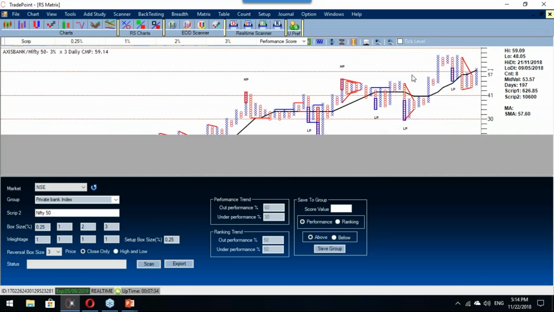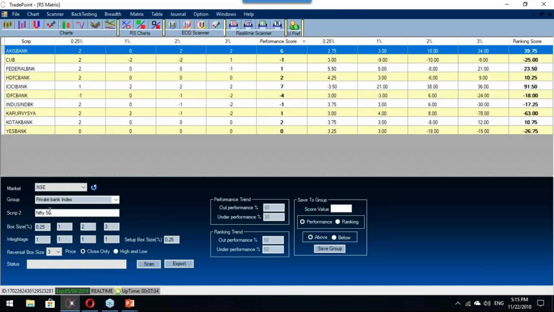When the Nifty is in an uptrend, that is, when the denominator is in an uptrend, you want to ideally be focusing on the companies which have a very high performance score, because those are the companies which are doing better than the Nifty. So if the Nifty is in an uptrend, you don't want to focus on the Nifty, but on the stocks which are doing better than the Nifty, isn't it?